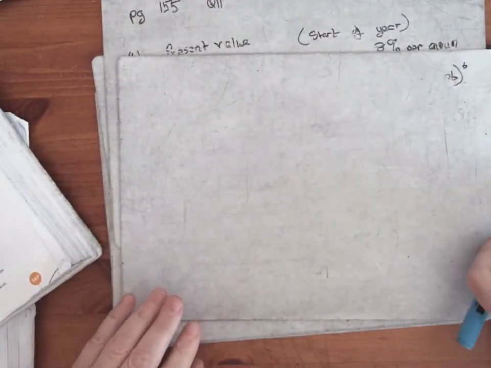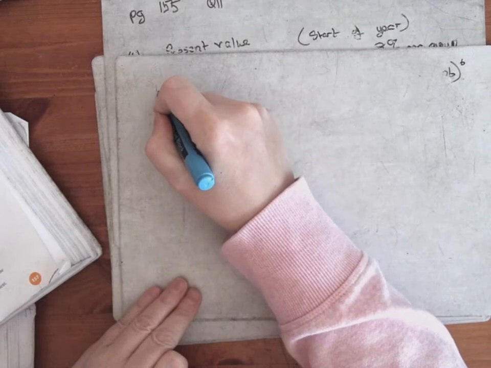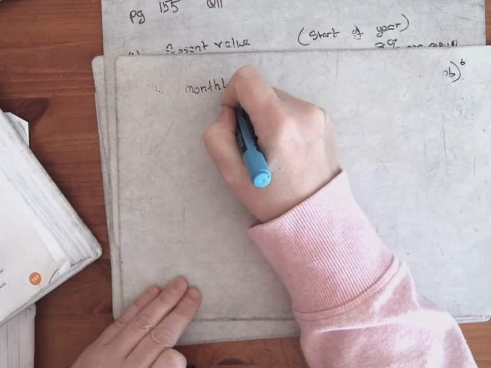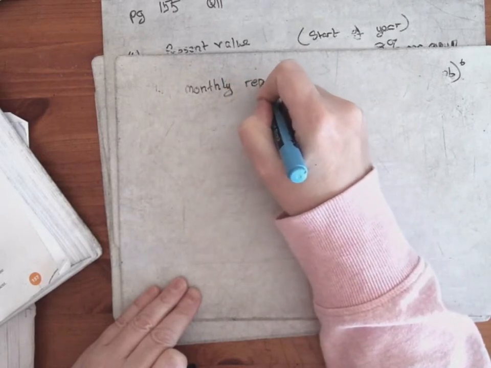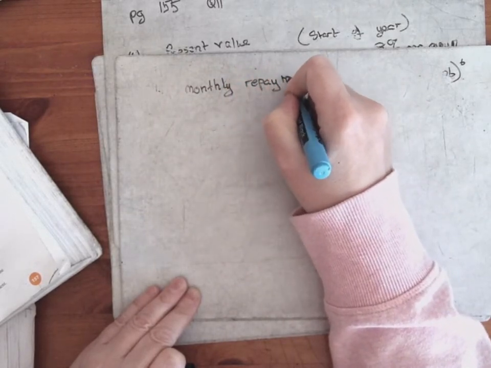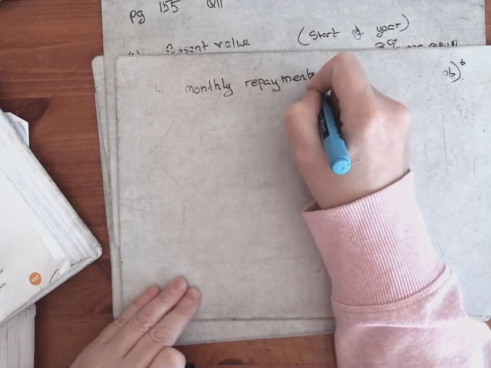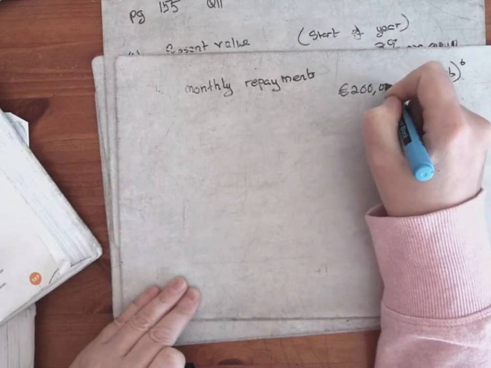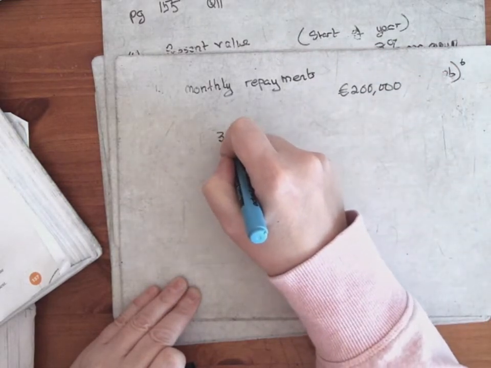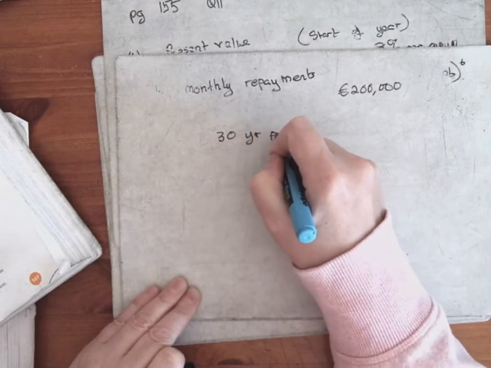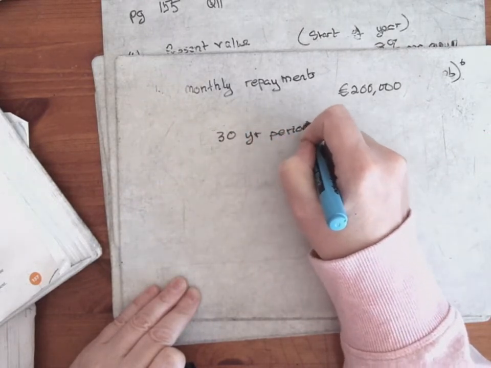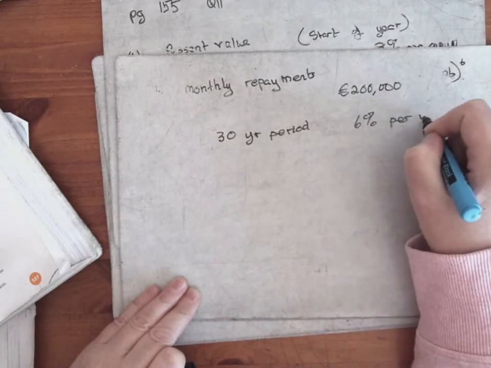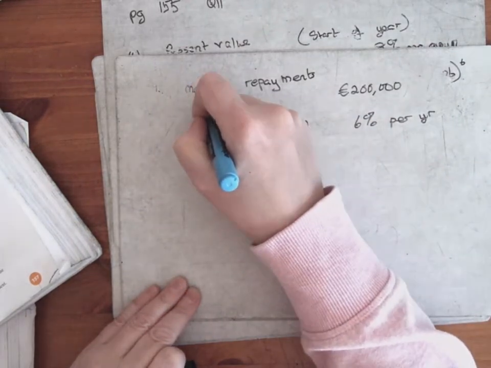So, number 1, calculate the monthly repayments. So, monthly repayments, very important, monthly, right? Okay, so we want the monthly repayments for a mortgage of 200,000 paid over a 30-year period at an annual interest rate of 6% per year. Okay, now we have a problem, because we want the monthly repayments.